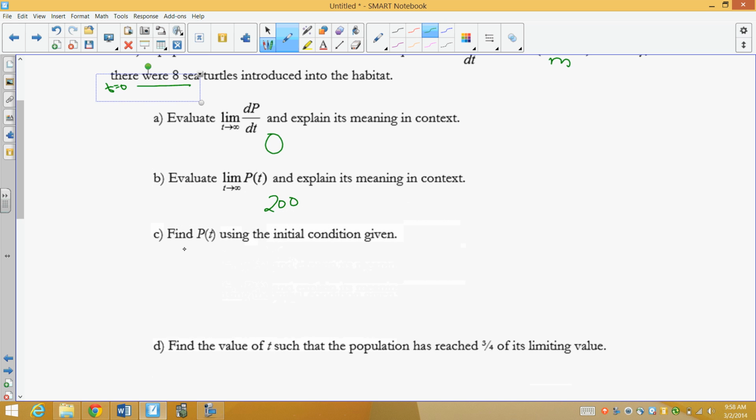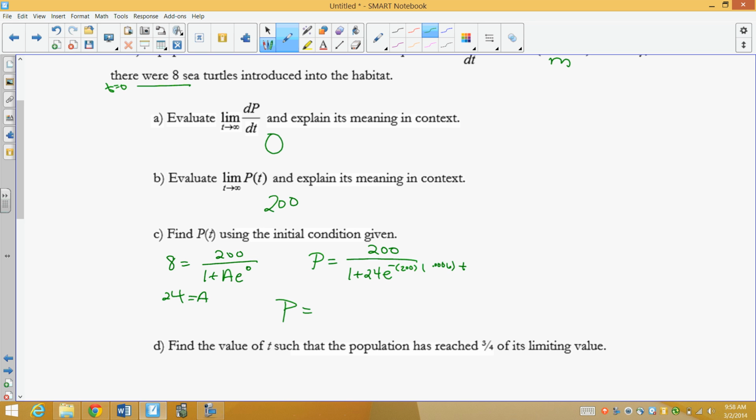Find P of t. This is just like the last one. So if there were 8 to begin with, 8 equals M over 1 plus a e to the 0, because I'm going to do Mkt up here, and t is going to be 0, so I might as well just throw a 0 in now. So 200 divided by 25 would be 8, so a has to be 24. So I have P equals 200 over 1 plus 24e to the negative M, 200, k, 0.0006 t, which is going to be P equals 200 over 1 plus 24e to the negative 1.2t.